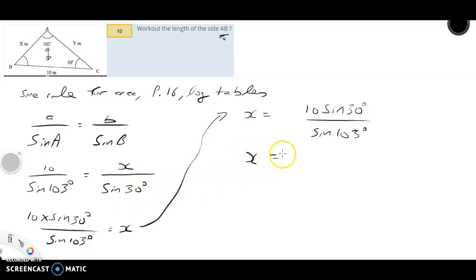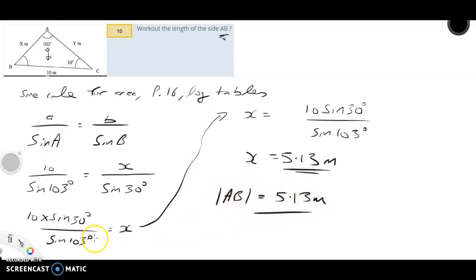X equals 5.13, that's to 2 decimal places, I've rounded it now, and the units are meters. That's the length of side AB. So you could say side AB, if you want to be fancy, that means the length of the distance between the 2 points A and B, equals 5.13 meters. That's it, job done.